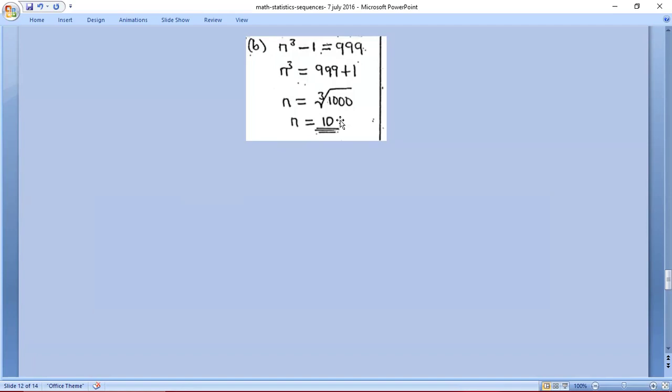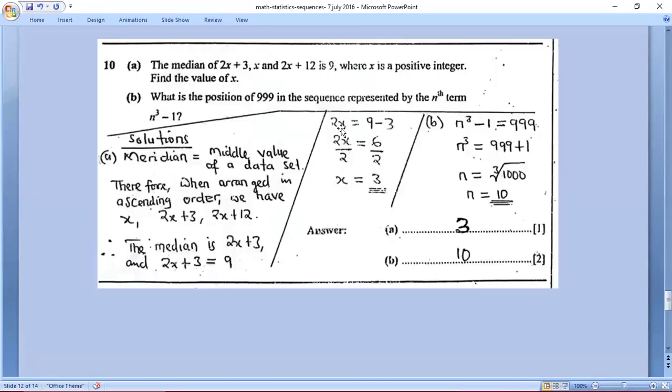So n is equal to 10, meaning the position of 999 in this sequence given by that general formula is the 10th position. So these are our two answers, and you present them like that. You put them in the spaces given for the marker to see, and they have those marks, 3 marks.